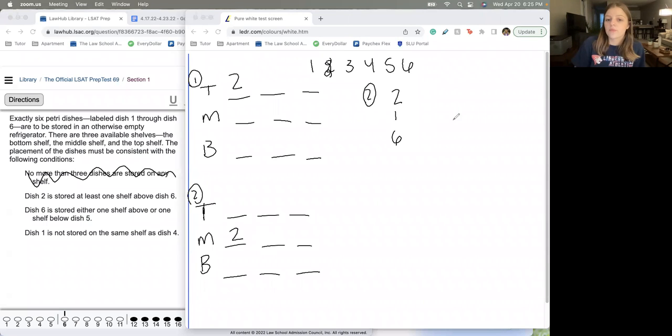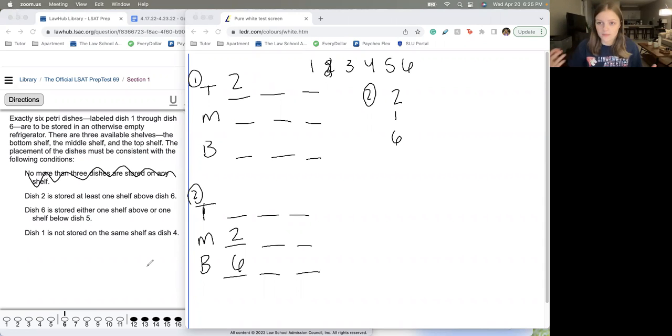And the rest of my rule, I have 6 below 2. So looking at world number 2, it's a pretty easy placement of 6 because it can only go in that bottom shelf. It can't go anywhere else, because 2 has to be above 6. However, in that first world, I have 2 options for 6. So it can either go in the middle or it can go in the bottom.